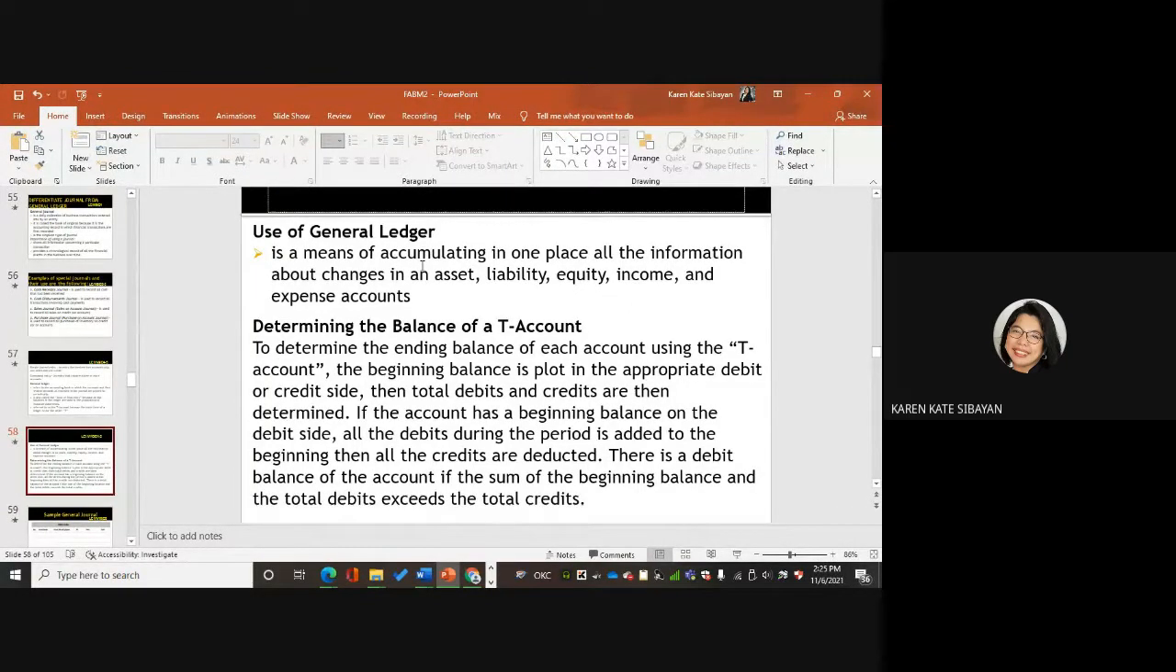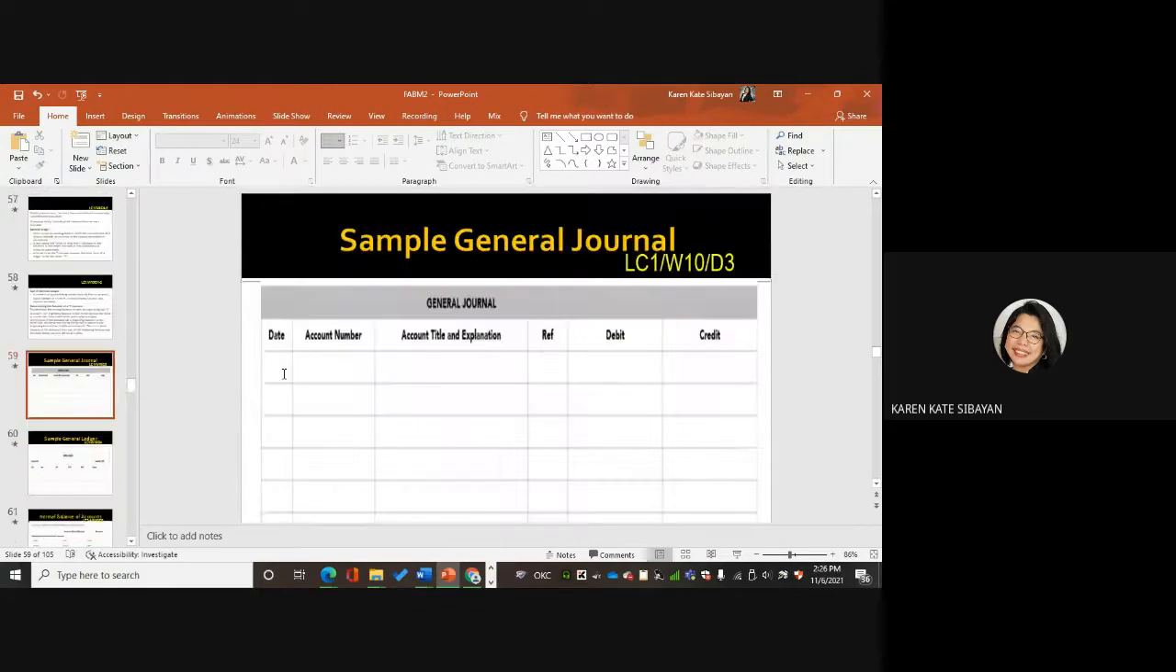So, determining the balance of a T account, to determine the ending balance of each account using the T account, the beginning balance is plotted in the appropriate debit or credit side. Then total debits and credits are then determined. If the account has beginning balance on the debit side, all the debits during the period is added to the beginning, then all the credits deducted. There is a debit balance if the sum of the beginning balance and the total debit exceeds the total credit.